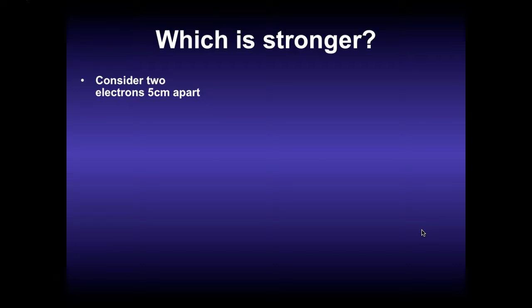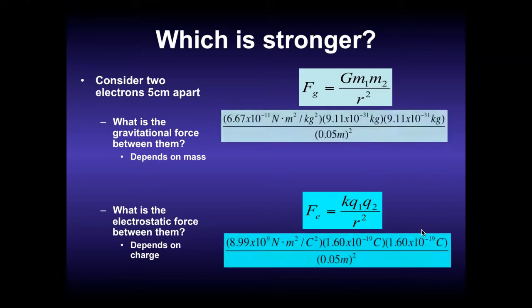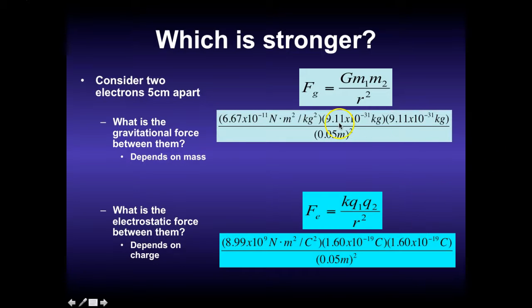So I'm going to consider two objects that are 5 centimeters apart. I'm going to calculate the gravitational force, and I'm going to calculate the electrostatic force between them. Now, the objects I'm calculating are 2 electrons. These are not numbers you need to memorize. But an electron has a mass of 9.11 times 10 to the negative 31. So if there are 2 of them, that is universal gravitational constant, 6.67 times 10 to the negative 11th, 2 electrons, 9.11 times 10 to the negative 31 times 9.11 times 10 to the negative 31, divided by how far they are squared. Try and do all of that in your calculator.